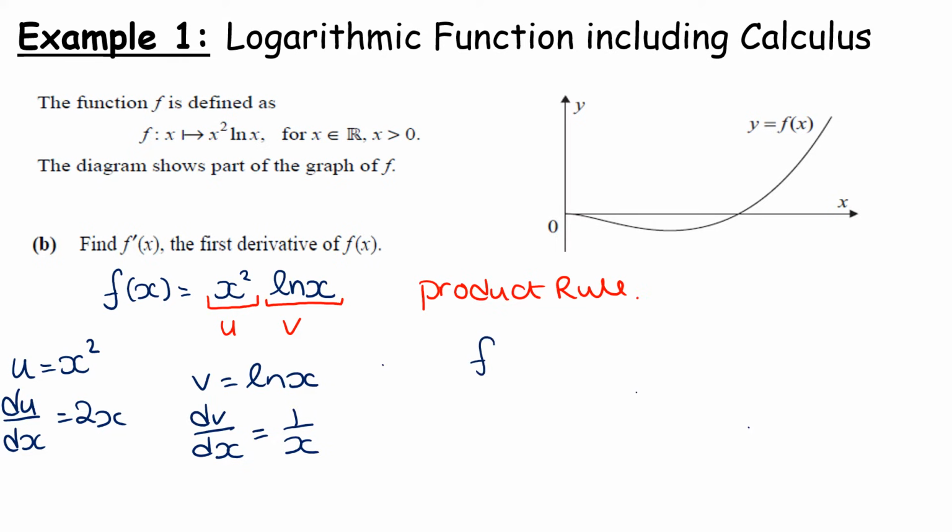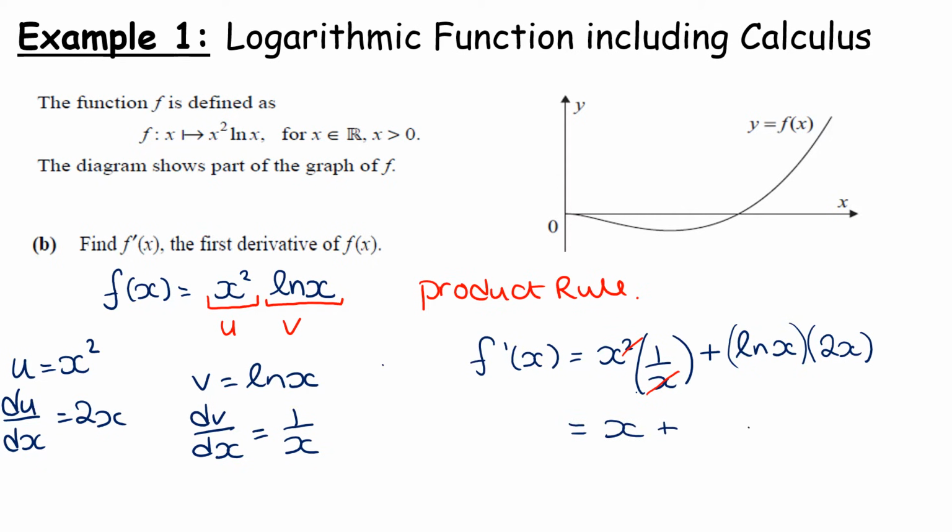So then to actually differentiate that, it is u, so x squared, times dv dx, so 1 over x, plus v, which is the natural log of x, times du dx, which is 2x. Now the multiplication here with the natural log of x and 2x, just be careful. So I have x squared on top and x on the bottom, so x divides into x squared x times, so I get x plus. Now that 2x is multiplied by the whole of the natural log of x, so we're going to write that as 2x natural log of x.